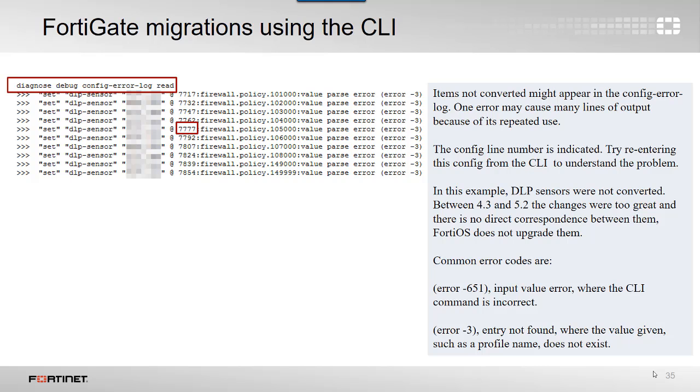So for example, in this case, we're referencing a DLP sensor that doesn't exist, so we see this error for a non-existent object. Entry not found. Here we see some common error codes. You'll see several. So -651 input error, so the command is incorrect. -3, which we see here, entry not found.